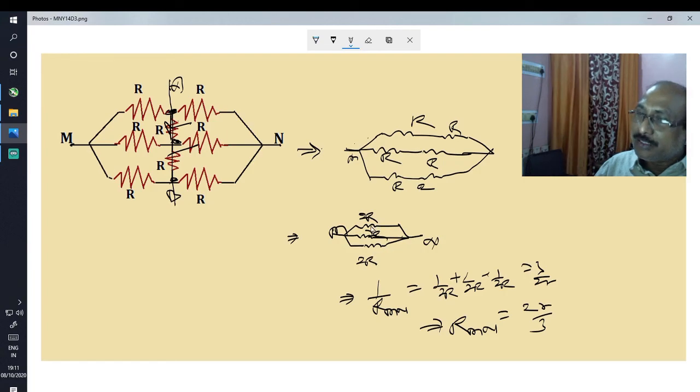Now these three resistances are connected in parallel. Therefore, the resultant of these three resistances will be in this form, and the final resistance between these two points M and N will be twice of R upon 3.